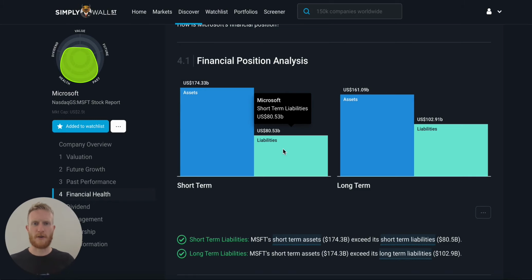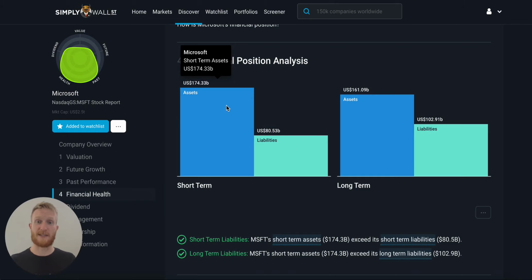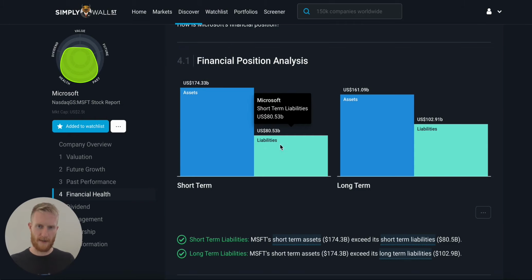So not longer-term contracts, but things like accounts payable and stuff that's due to be paid in less than a year. The reason we check that is because the company has liabilities due within a year, 80 billion in this case. Does it have enough cash or liquid assets to afford to pay those liabilities when they're due? In this case, the company has 174 billion. So yes, it has plenty of short-term assets to be able to pay these liabilities.